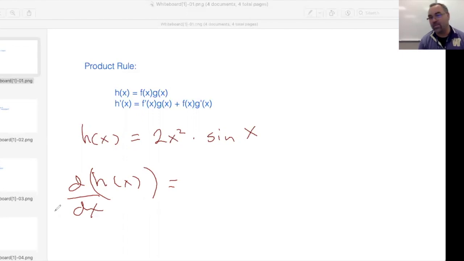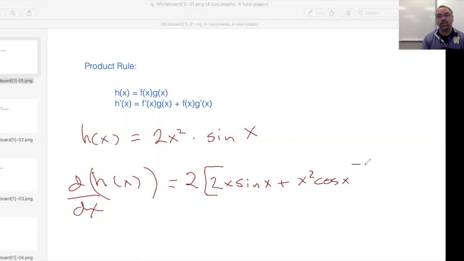So using a little Leibniz notation, why not mix that in here? The derivative of h of x with respect to x. The 2 is a constant, so I'm just going to move that out of the way and focus in on the product rule for x squared and sine of x. Since x squared is the first function, I'm going to have 2x multiplied by sine of x plus x squared times the derivative of sine, which of course is cosine of x.